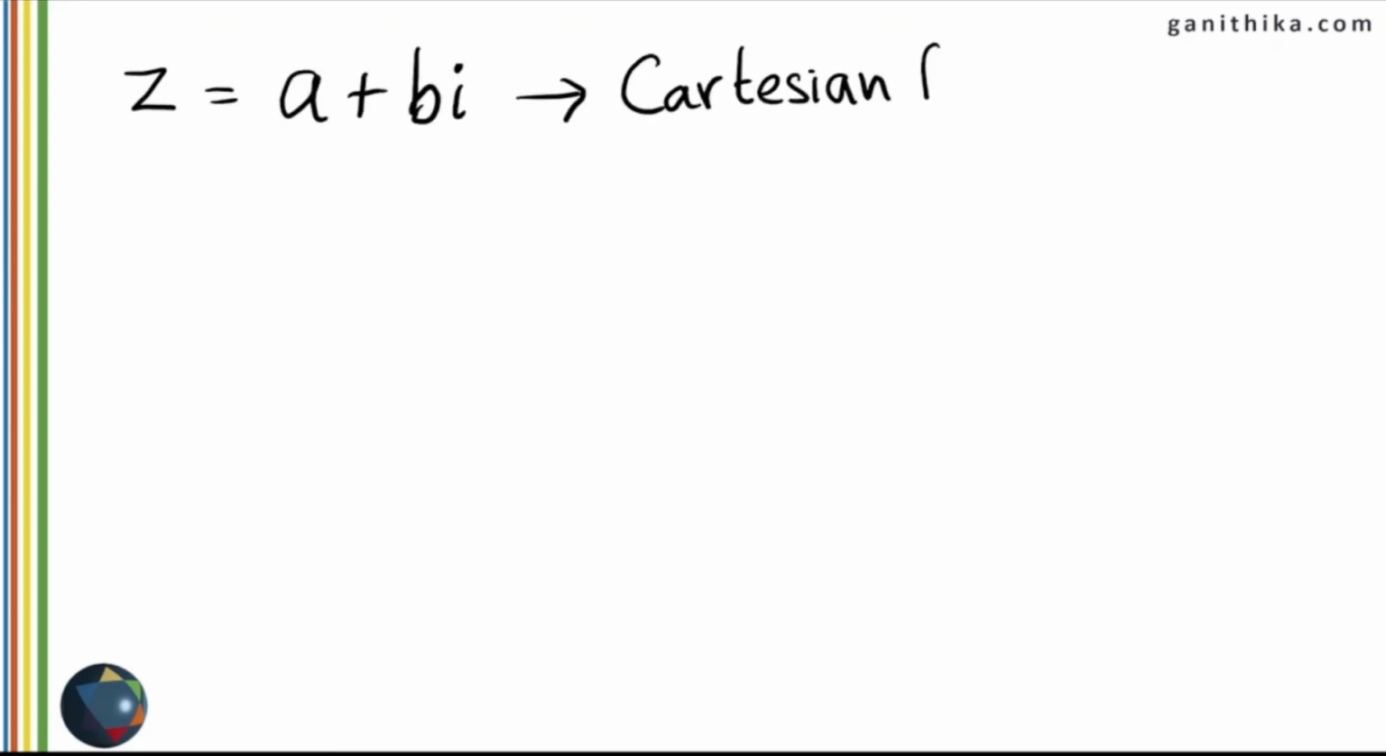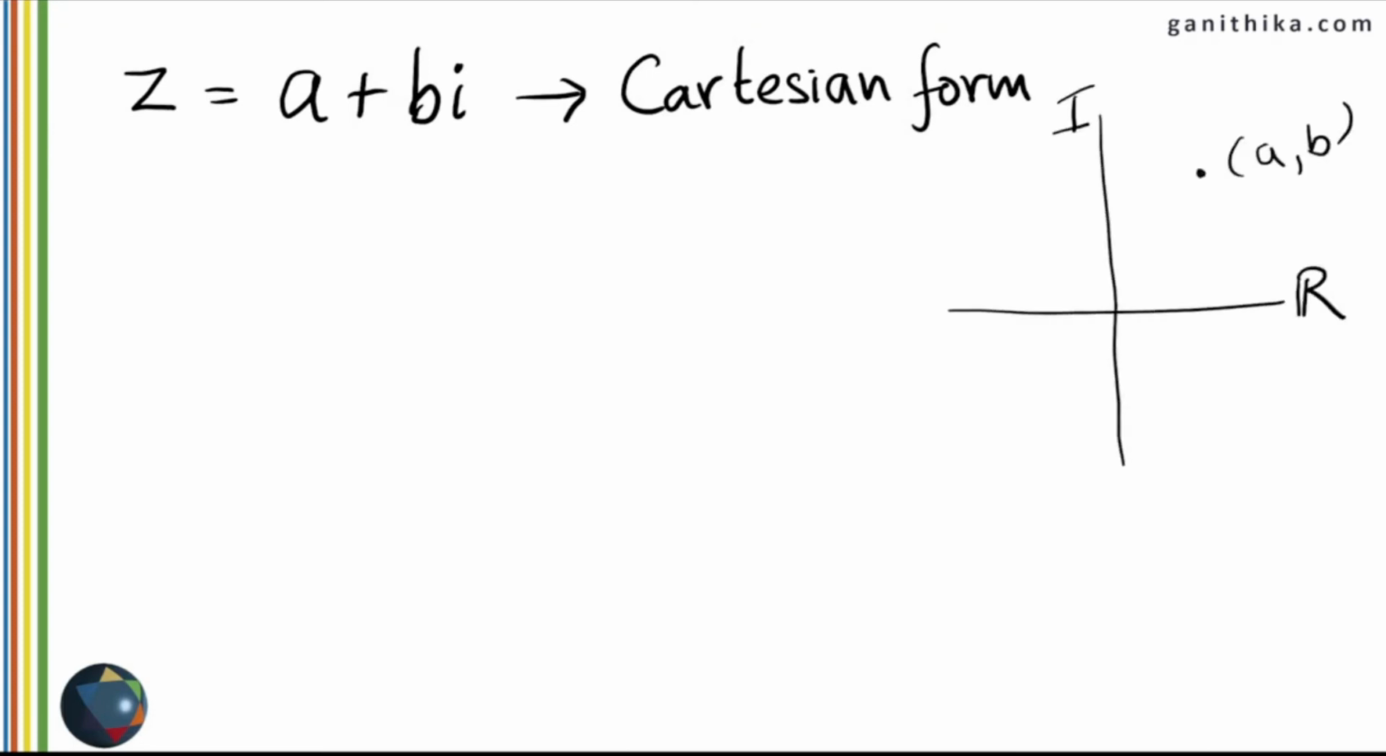A complex number of this form is called a Cartesian form, especially because a plus bi can be represented as a coordinate a comma b on real and imaginary axis. Because it is on a Cartesian plane, we call this Cartesian form. Once you have a plus bi, you can find the modulus of z and the argument of z, which gives you modulus z and theta.